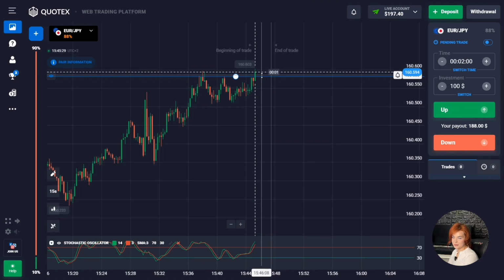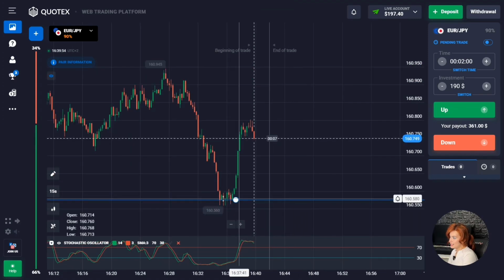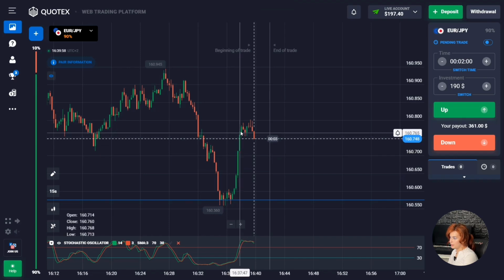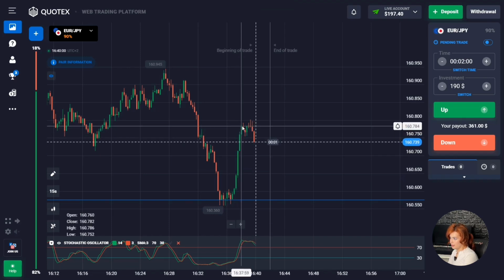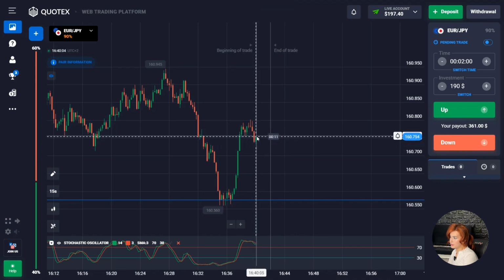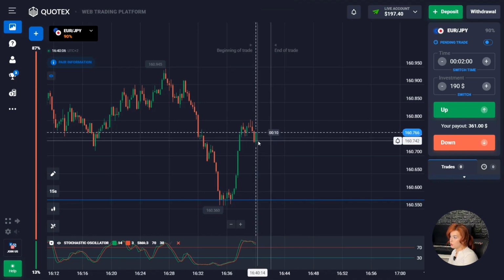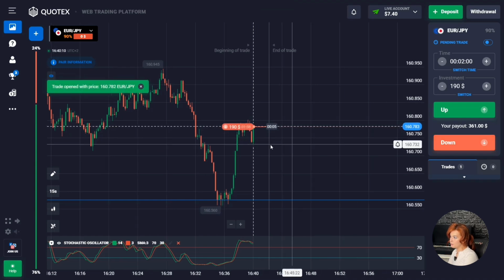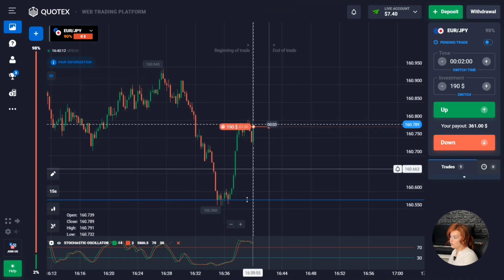Guys, let's continue. So guys, this is where we see the level of support, and we see that there has been a steady upward pullback from this level. And now after the pullback, the price reversed and red candlesticks begin to form. In these situations, just opening a deal for 2 minutes to go down. At the same time, we also see that the moving average is in the overbought zone.